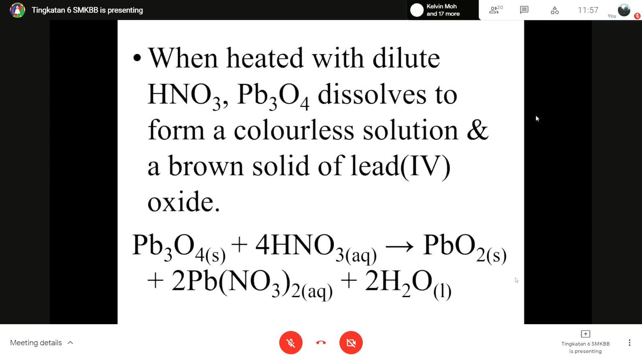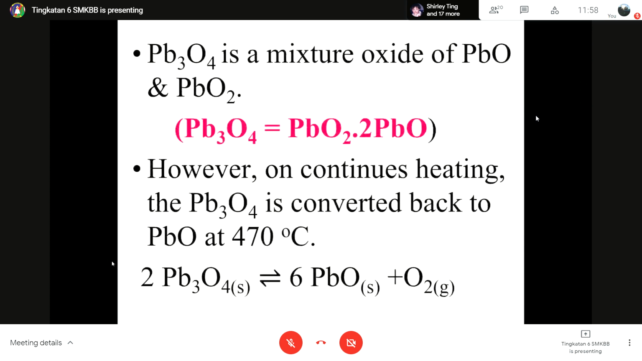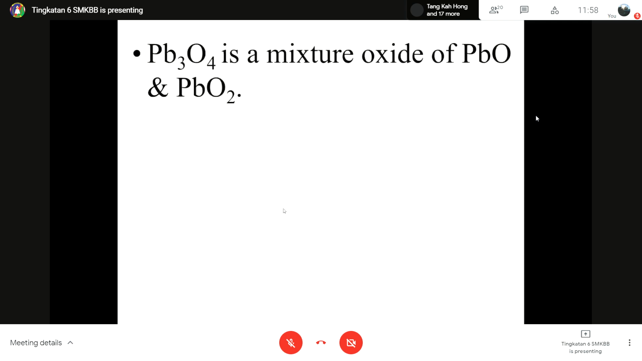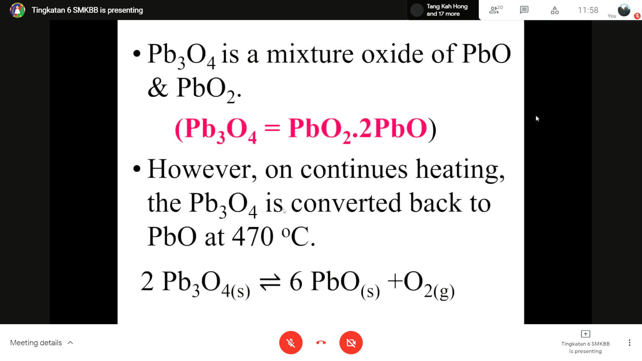So in fact, when these two react, you get a brown precipitate. This is a brown solid in a colorless liquid, so you are actually getting the brown precipitate. Colorless solution, normally we don't really mention. Why? You imagine when you react these two, this one is red in color. Red solid, when you let it react with a dilute acid and heat them, then you get a brown solid.